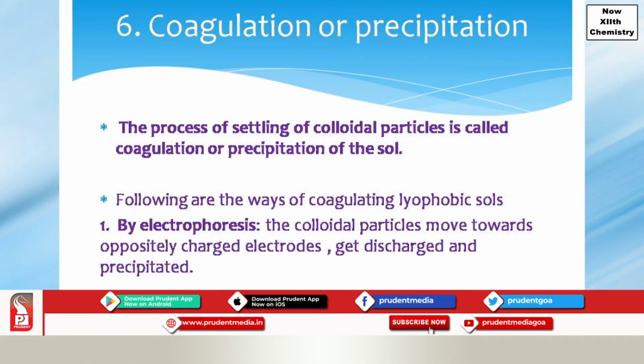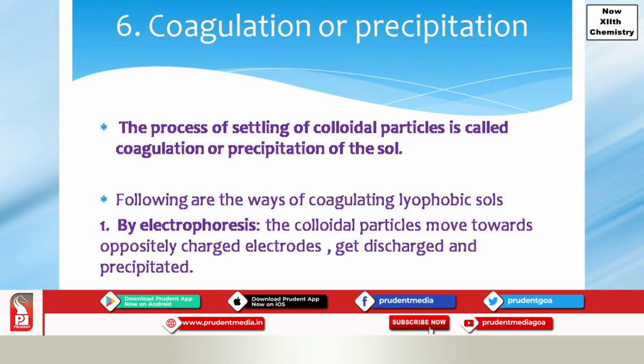Now, coagulation or precipitation. What is this coagulation? Coagulation is nothing but destruction of colloidal solution. Conversion of colloidal solution into a precipitate or into a suspension is called coagulation. Coagulation is also termed as precipitation, and it is also termed as flocculation. The process of settling down of colloidal particles is called coagulation or precipitation of the sol.